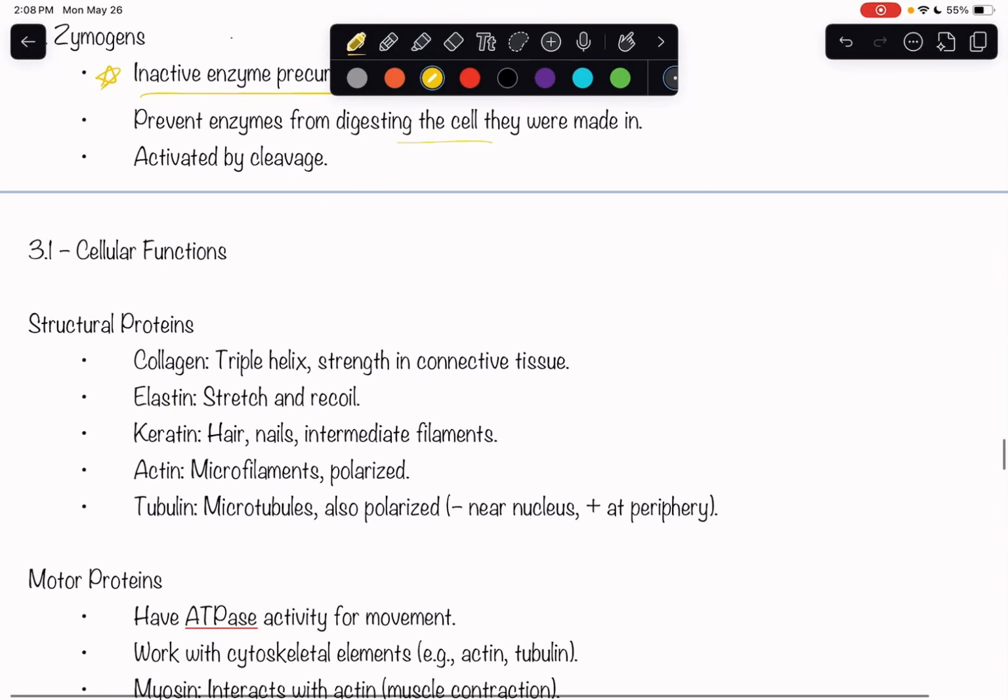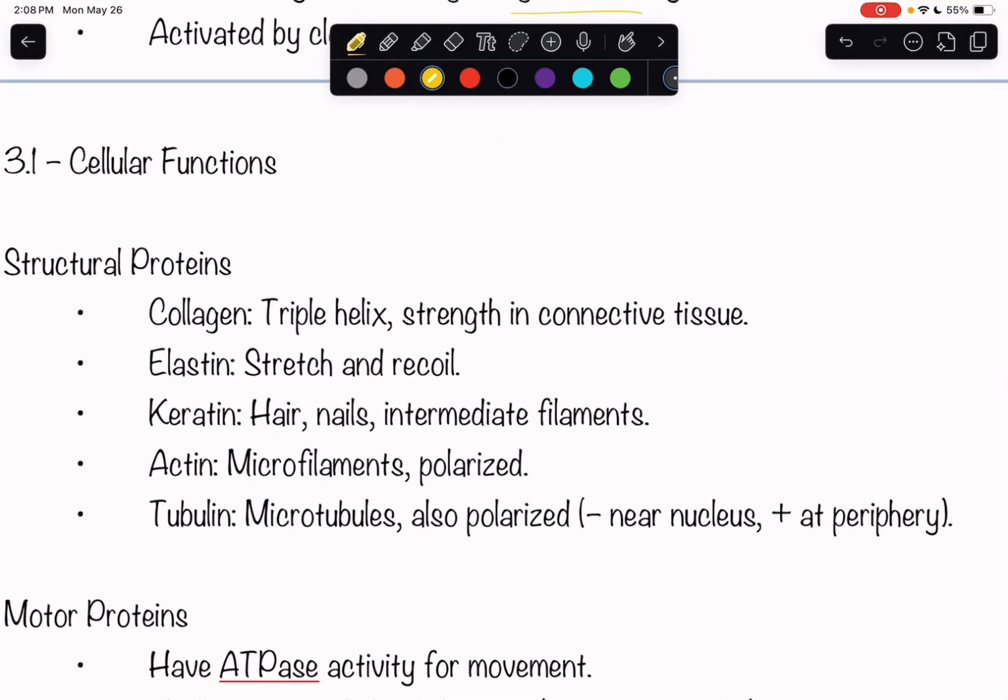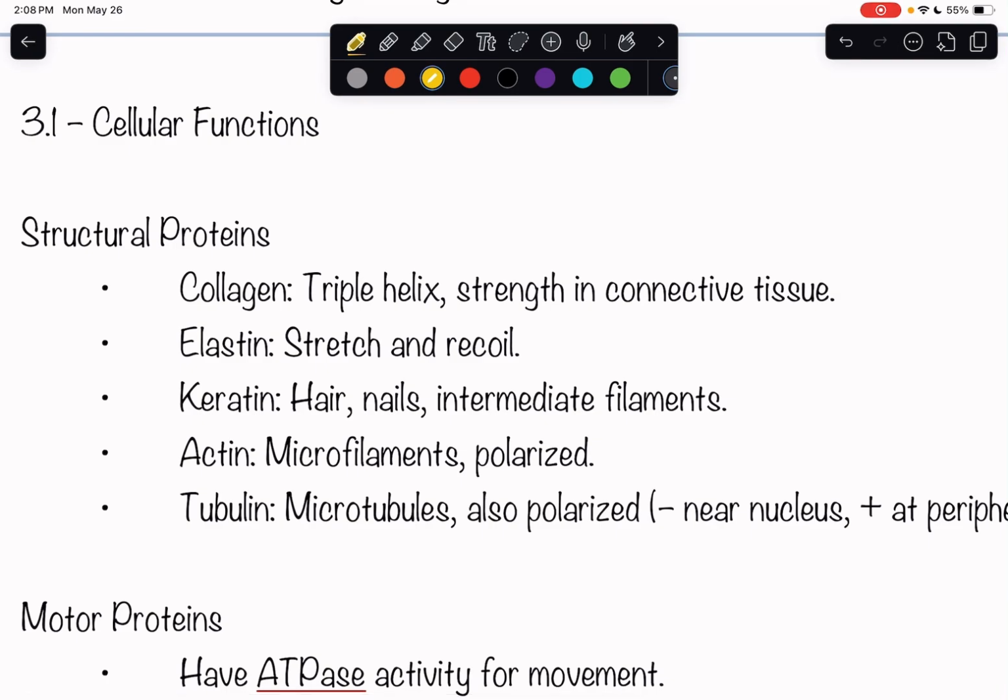Back to another video. So now we're going to get into cellular function. So first we're going to talk about the different structural proteins that we have, and I will say this is one of the most important concepts, especially in this whole book. I would say understanding these three. So collagen, triple helix, strengthen connective tissue. Okay, so understand that it strengthens your connective tissue.